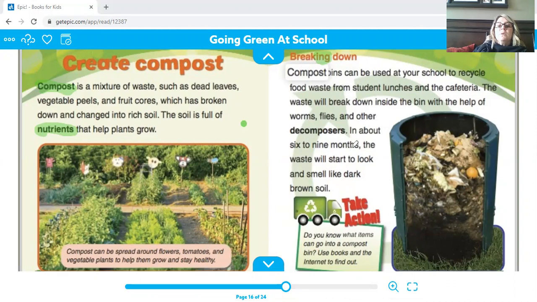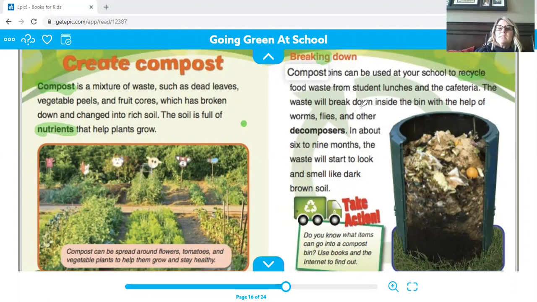So compost bins can be used at school to recycle. Ooh, I see the word recycle. I notice re is a prefix. Re means again. So if I look at recycle, it means to process for another time. Again, another time. So the cycle, they're going to do it again. So they're going to recycle the food waste from student lunches and the cafeteria.